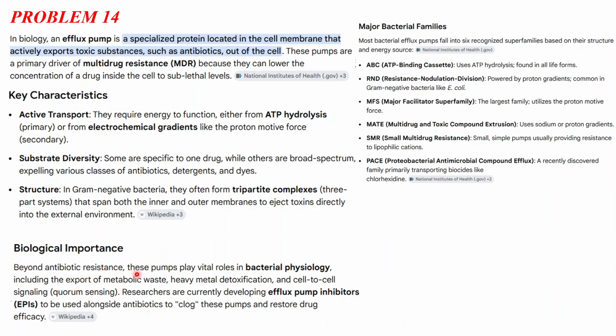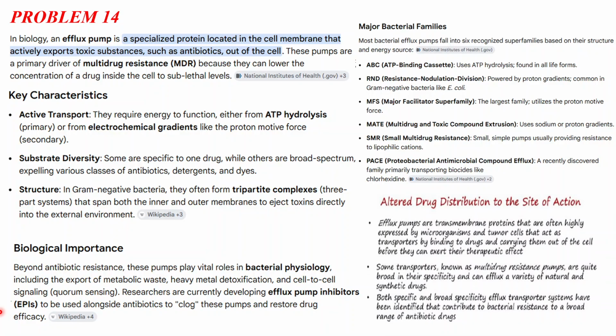Beyond antibiotic resistance, this pump plays a vital role in bacterial physiology, including the export of metabolic waste, heavy metal detoxification, cell to cell signaling, quorum sensing. Researchers are currently developing efflux pump inhibitors to use alongside the antibiotics to clog this pump and restore the drug efficacy. So this is also known as the altered drug distribution to the site of action.